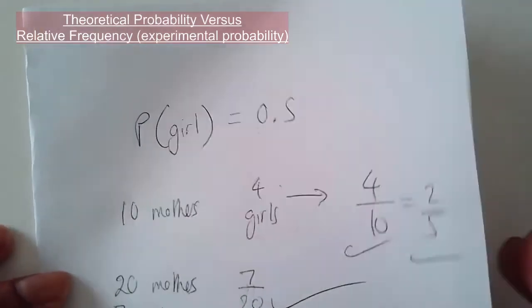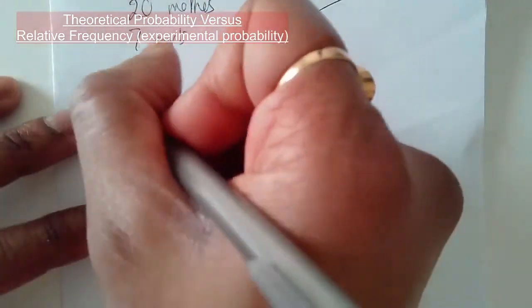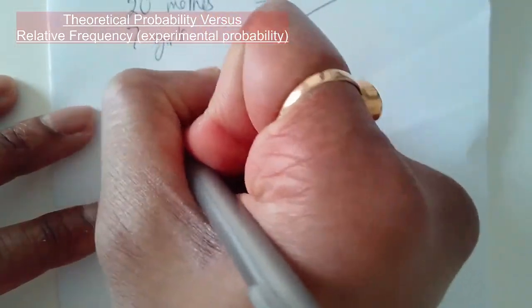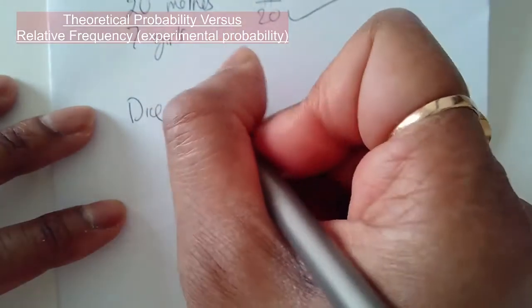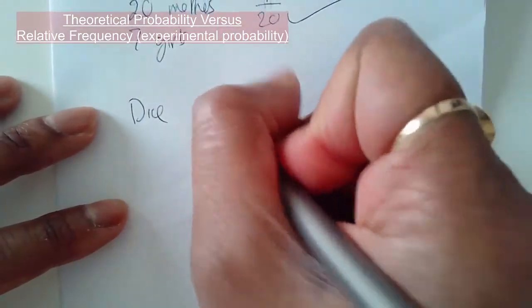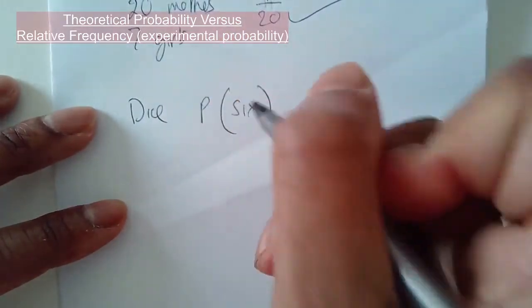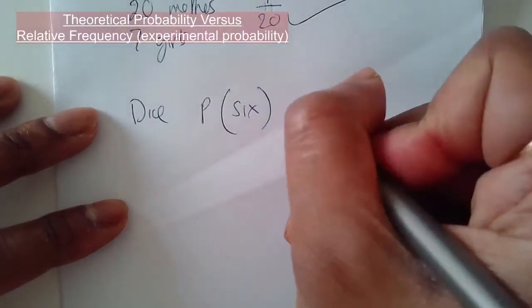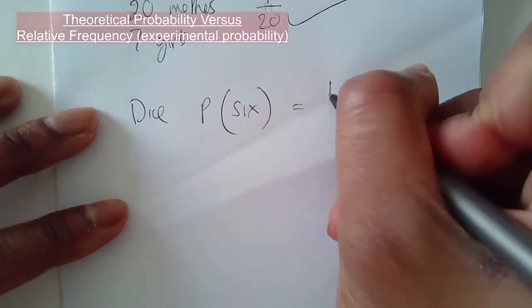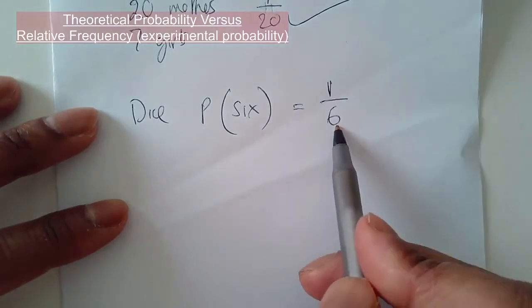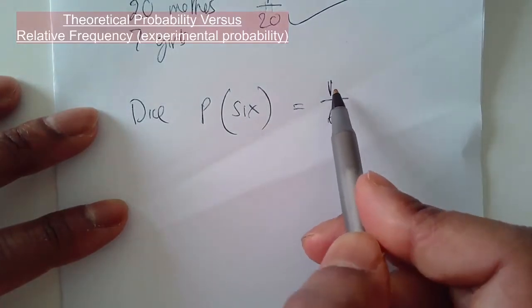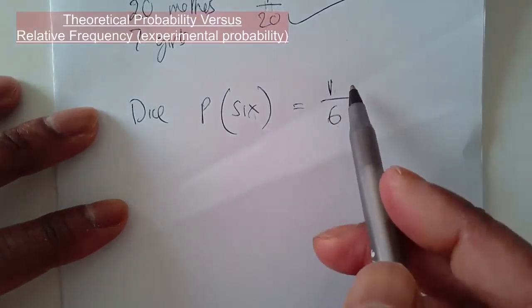Right, let's try a different example, with a dice. Now you know there are 6 faces on a dice. What if I ask the question, what is the probability that it will land on a 6? Well, that's only one chance, 1 out of 6, because there are 6 faces on a dice and only one face with a 6 on it. That's what the theory says.